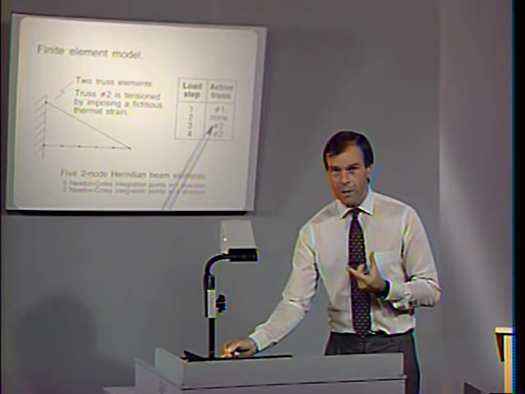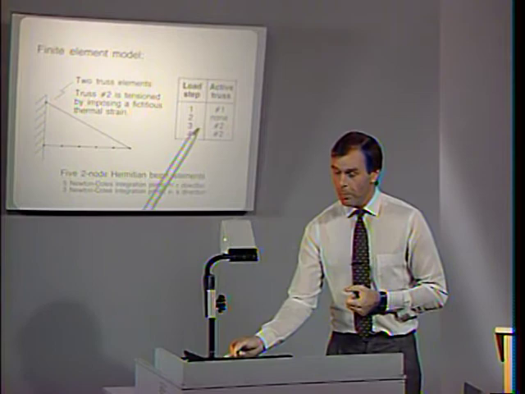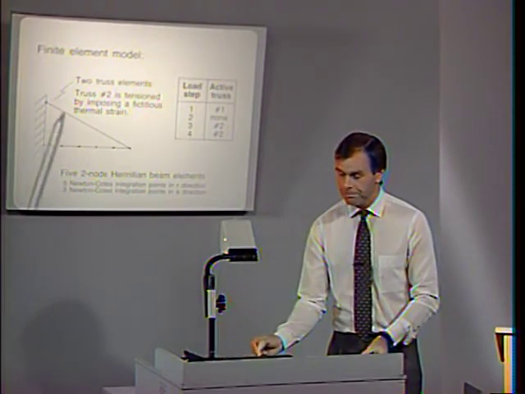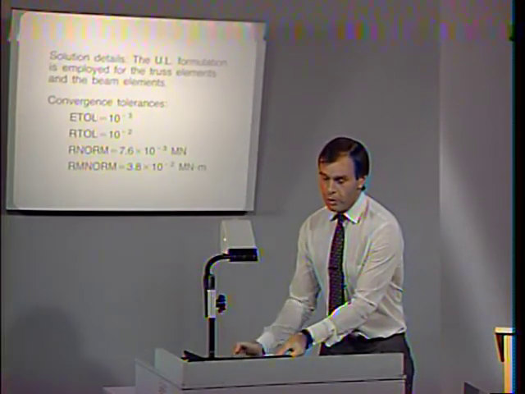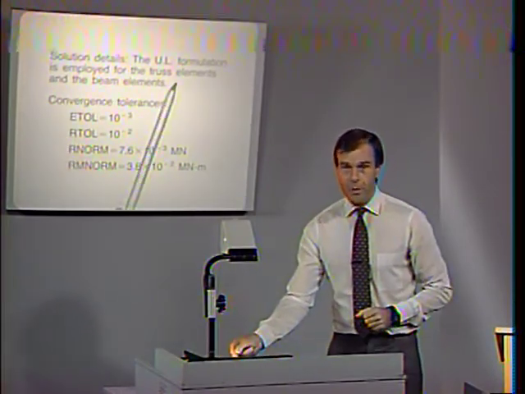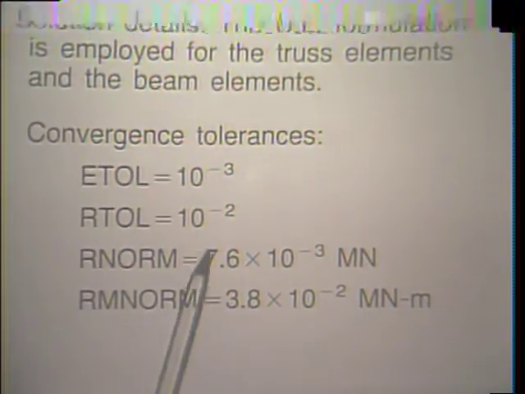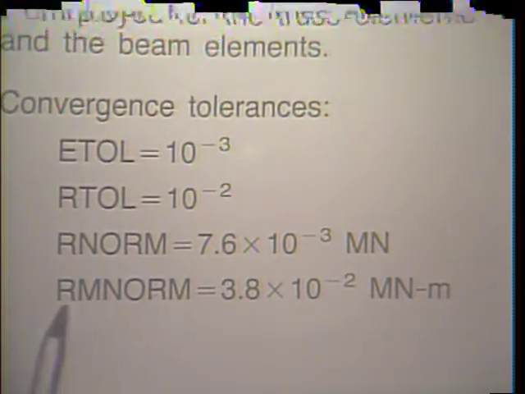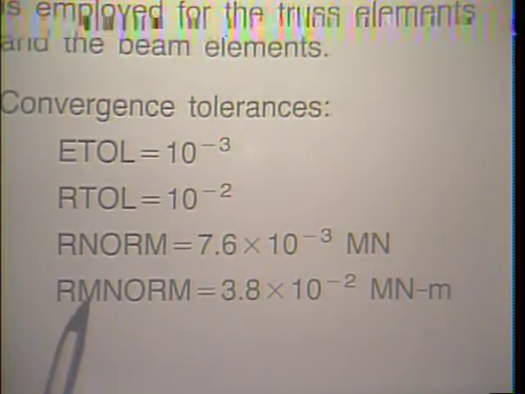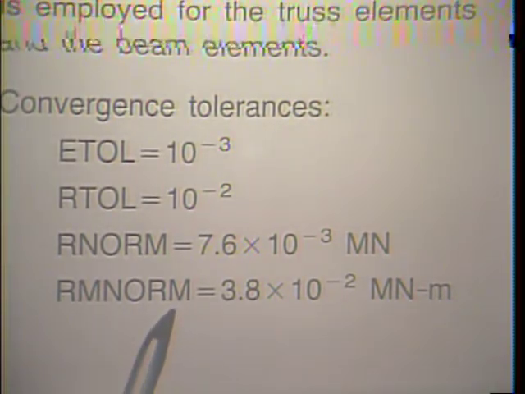And now the truss is in position, it has been born, and we are tensioning it from load step 3 to load step 4. In the solution, we use the UL formulation for the truss elements and the beam elements. The convergence tolerances are listed here. Notice that because we have rotational degrees of freedom for the beam, we also use the tolerance Rm norm the way I described it in the earlier lecture when we talked about convergence tolerances.